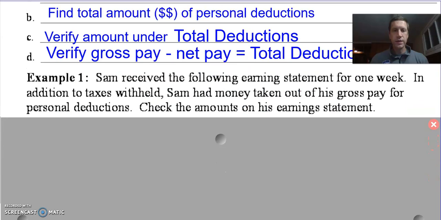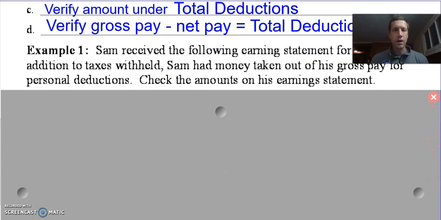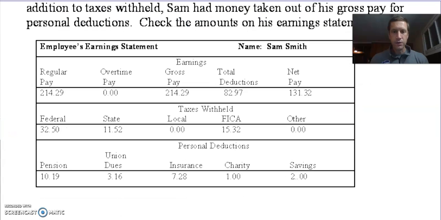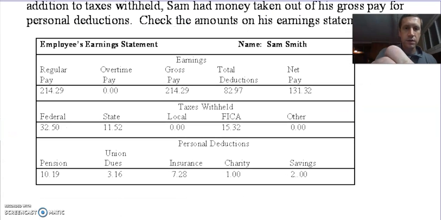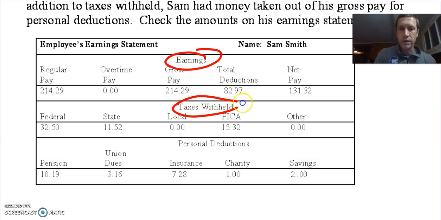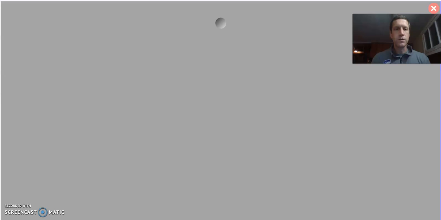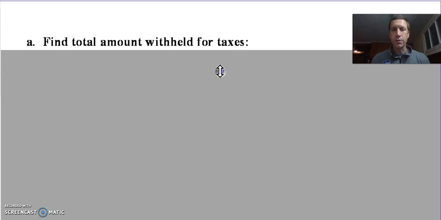So to do this, we're going to take a look at Sam here. He has the following earnings statement. So we can see a couple different things. We see, here's his earnings, here's the tax section, and here's some personal deductions. So on the second page here, this kind of breaks down the process. So total amount withheld for taxes.